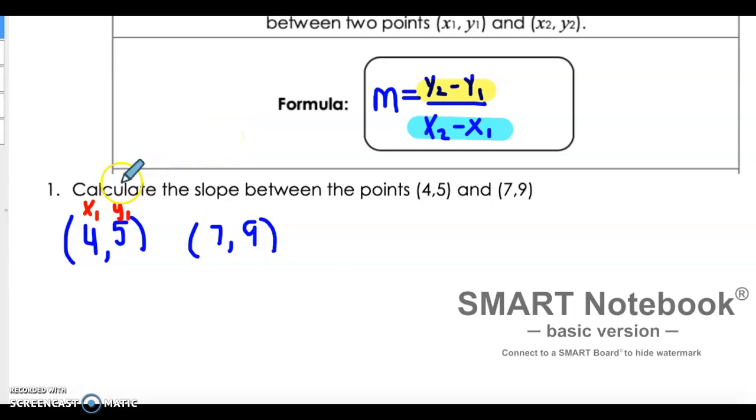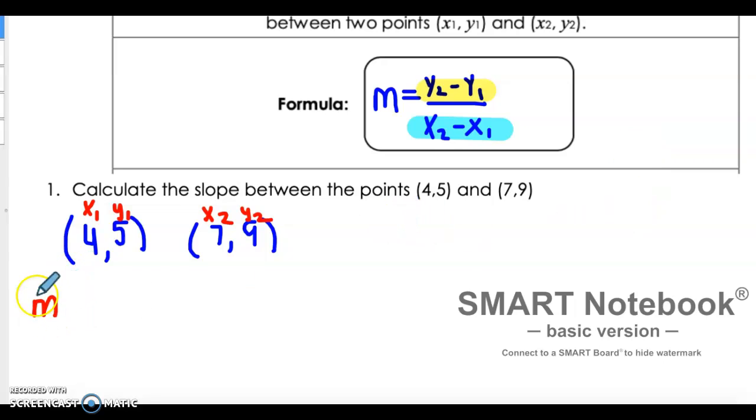we're looking at. Moving to our second ordered pair, the 7 is going to be our x2 because it is the x coordinate in the second ordered pair that we're looking at. And the 9 is going to be our y2 because it's the y coordinate in the second ordered pair that we are looking at. So the first step is you want to go through and label those. Now we're going to take these numbers and substitute them into the slope formula.